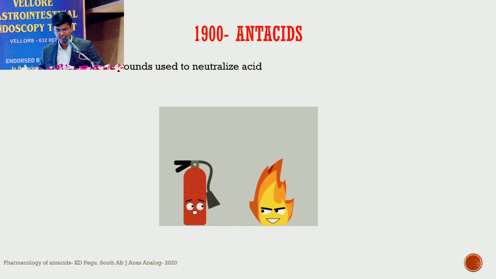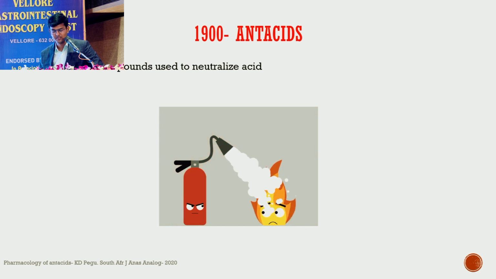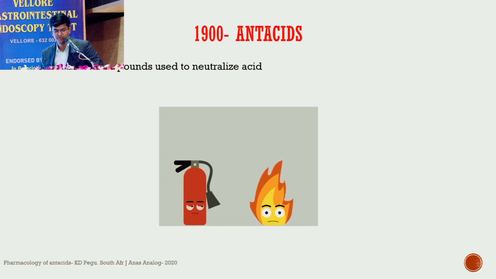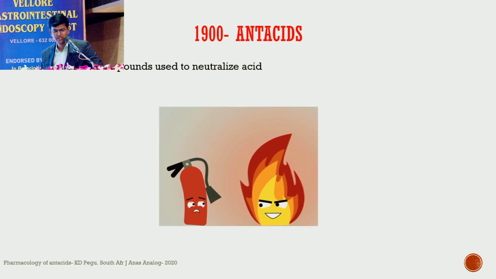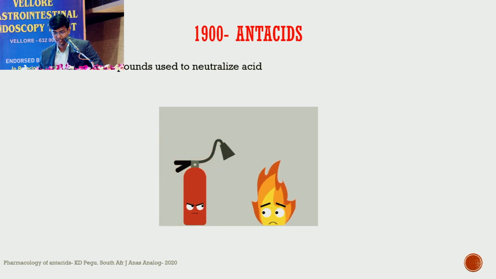Then comes the first antacid. In the 19th century, what they used for gastric acid suppression was antacid. Antacid was the first compound used for acidity. Mostly, alkaline compounds were used initially to neutralize the acids in the 19th century.